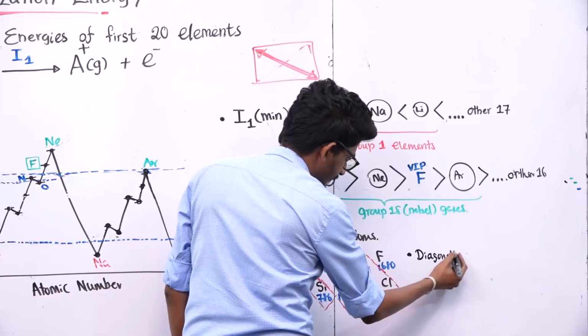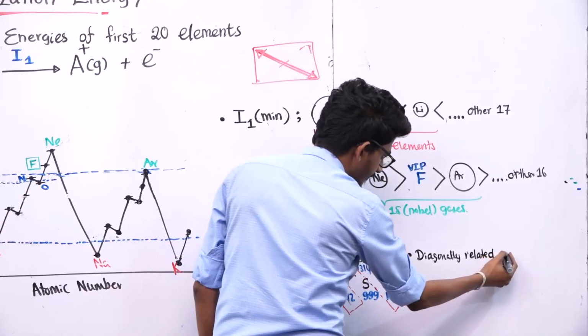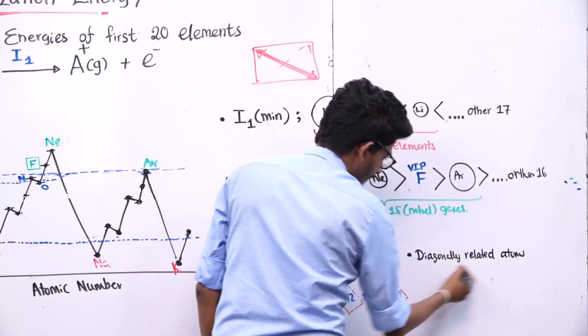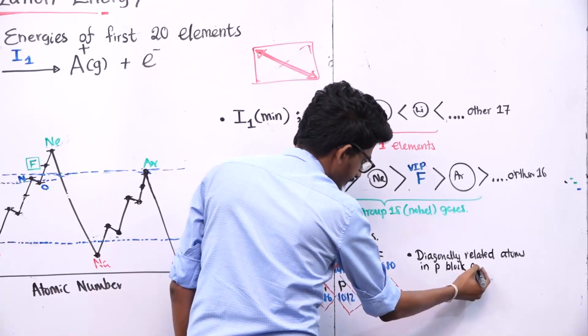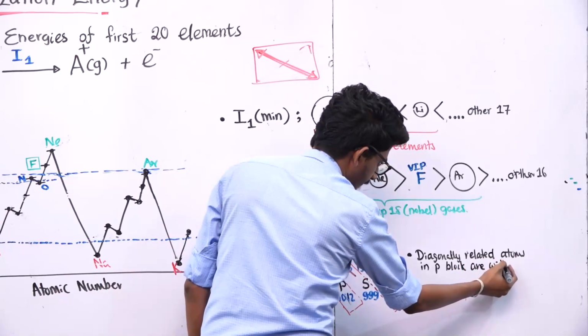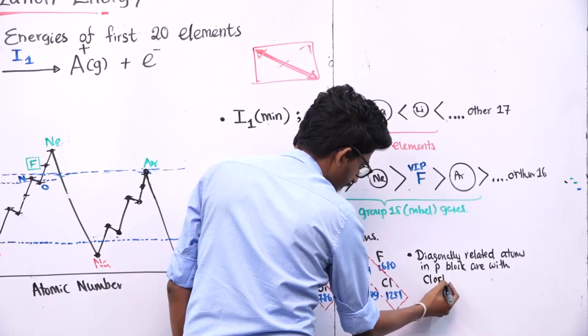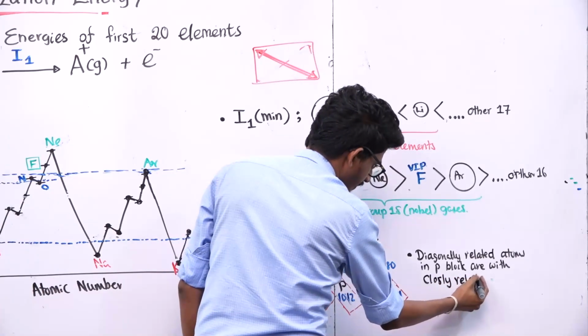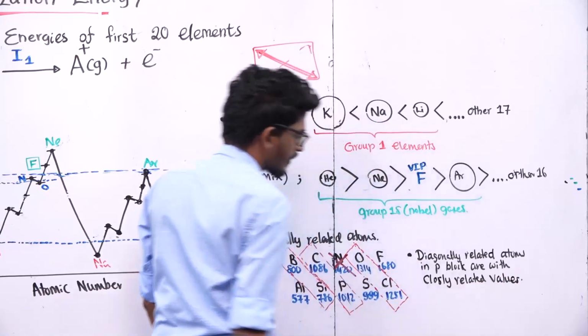Diagonally related atoms in the P block are with closely related values. The values are close.